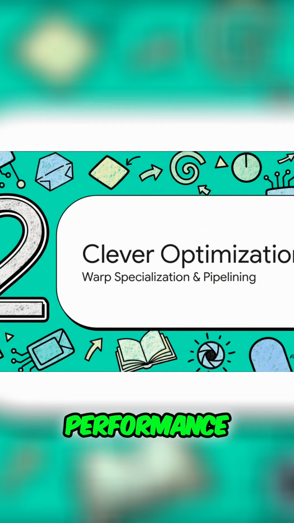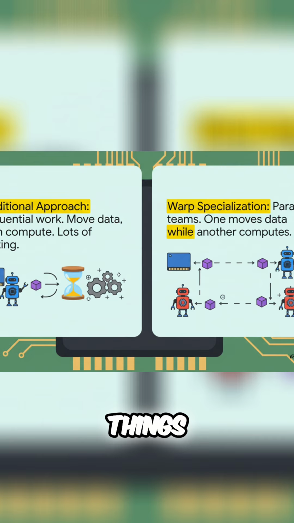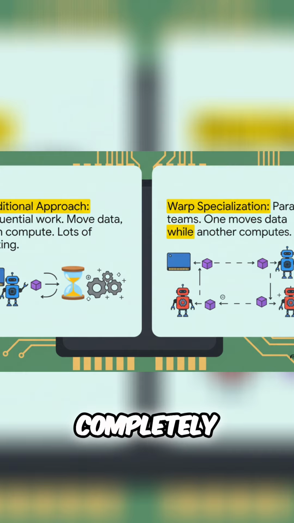Okay, so the old way of doing things, a GPU would move some data from its main memory to its super fast on-chip memory, do a calculation, and then wait. Then it would move the next chunk. Lots of waiting around. Warp specialization completely changes the game.